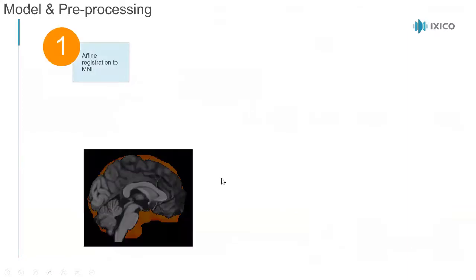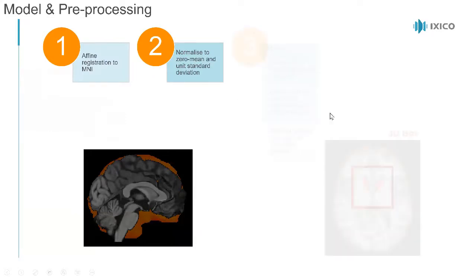So the pre-processing that we use, we first begin by affinely registering to MNI space. These are the problems which require registration. We normalize our intensity to have zero mean and unit standard deviation.